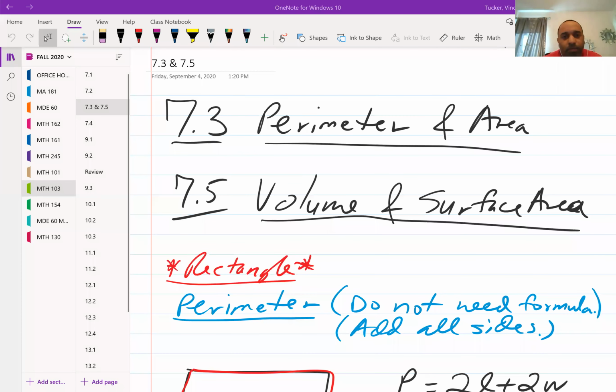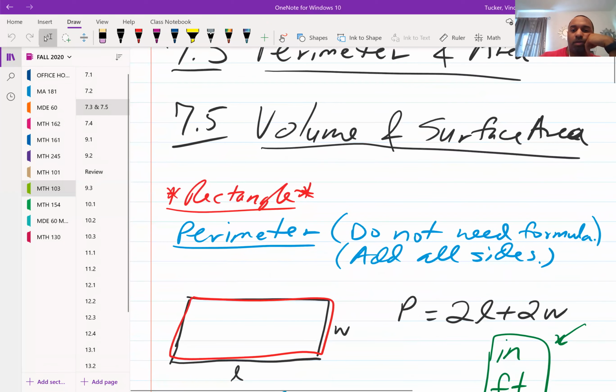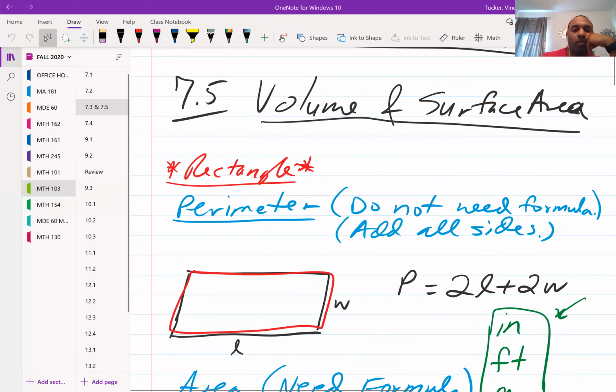All right, so as I mentioned, today we'll look at 7.3 and 7.5, perimeter and area and volume. And 7.4, we'll come back next class and knock that out. So we're looking at a rectangle, just going to generally look at a rectangle.